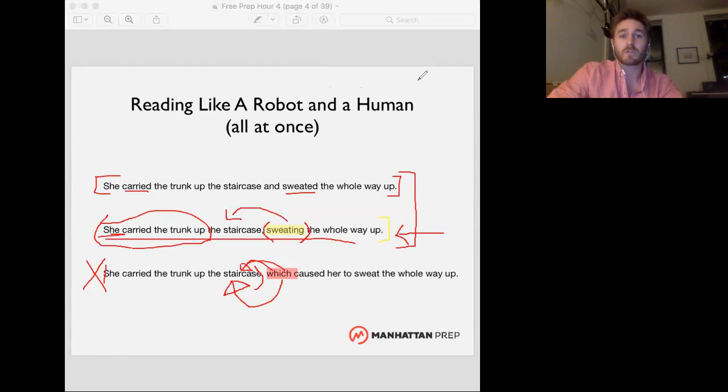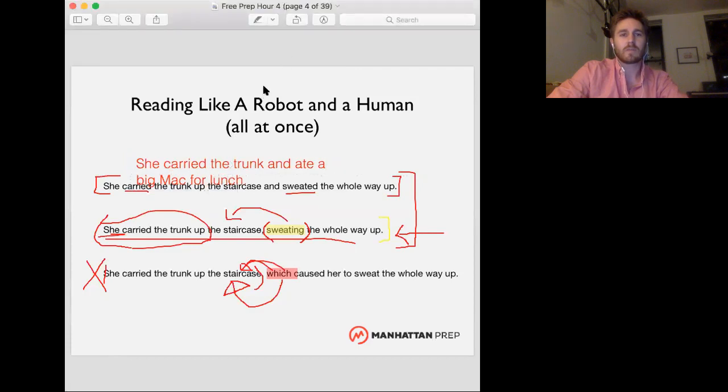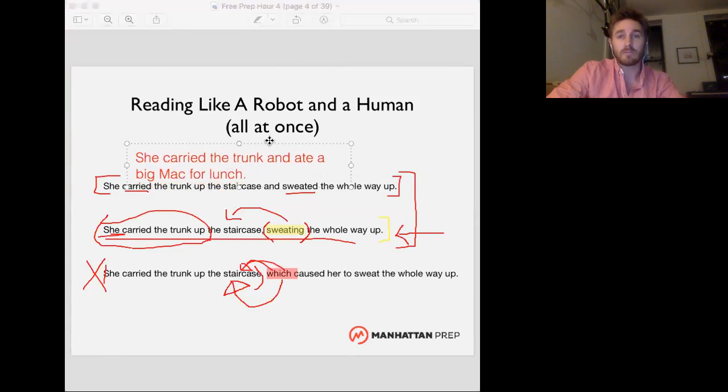Okay, but in this first one, she just does two actions, and they're not linked, right? This sentence might as well be she carried the trunk and ate a Big Mac for lunch. Right? Just two things that she happened to do, two actions. And sometimes you need the actions to be separated. Sometimes you need something like sentence one if they shouldn't be linked. But if they should be linked based on my human understanding of the situation, I'd rather link them. Okay? Does that make sense?